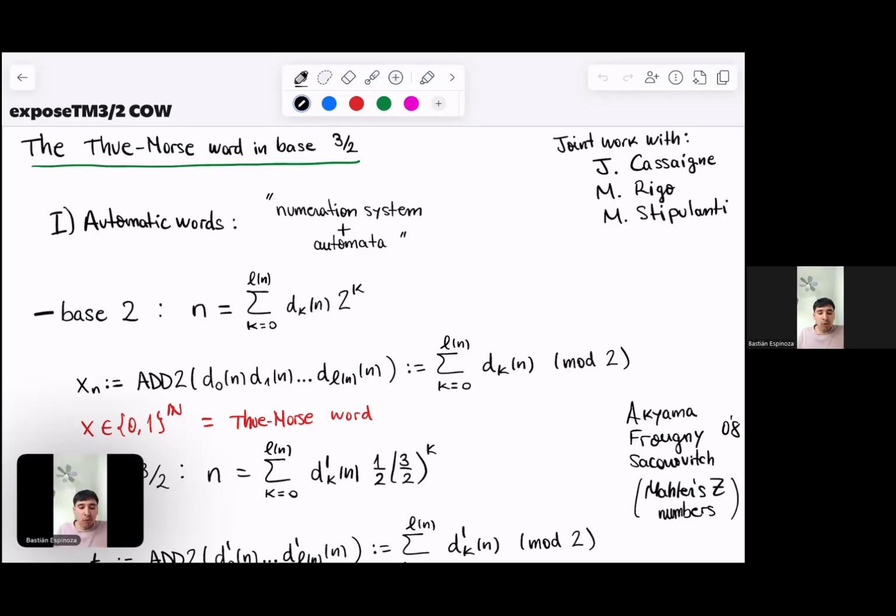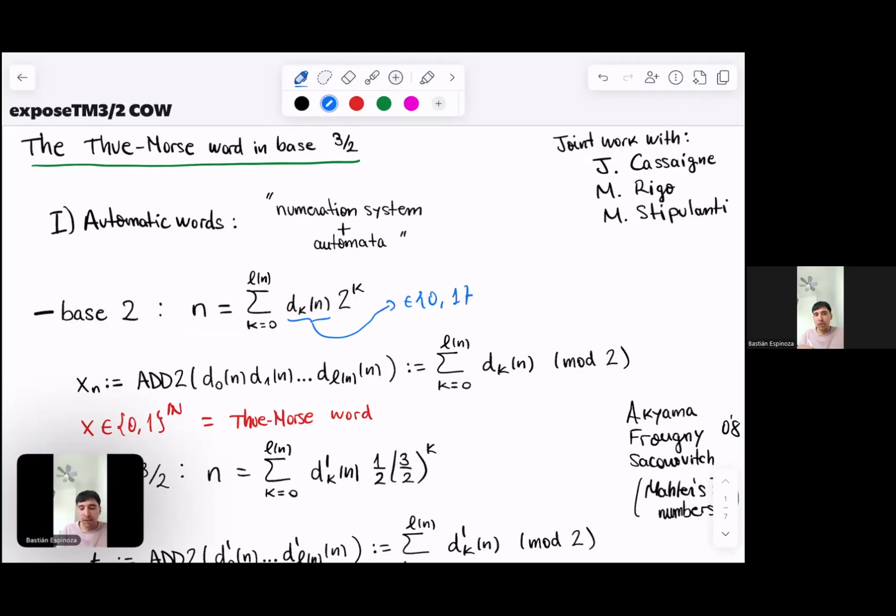From a very intuitive point of view, an automatic word is defined by using two elements. We're going to define numeration systems, and then we're also going to use a model of computation, in this case, automata. So a numeration system is something very intuitive. For instance, the base 2 numeration system is this idea that we can use powers of 2 to represent any non-negative integer. So in this case, we represent n as a finite sum, where these digits are elements of {0, 1}.